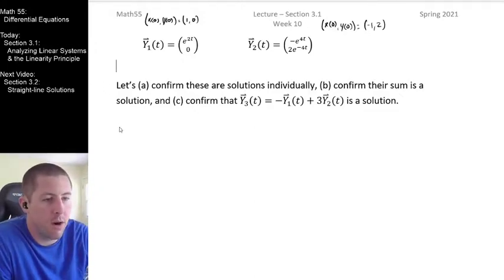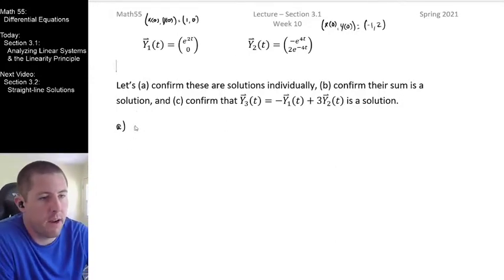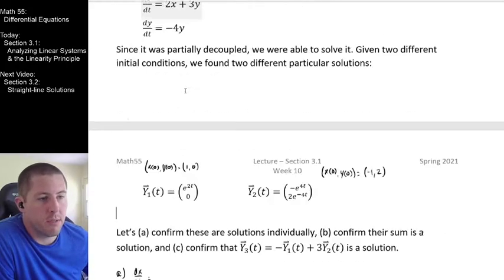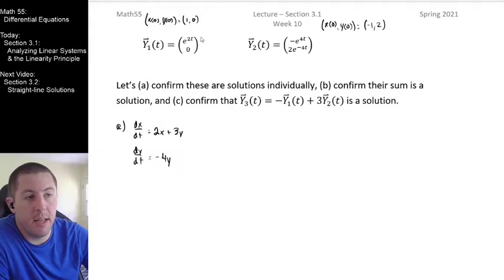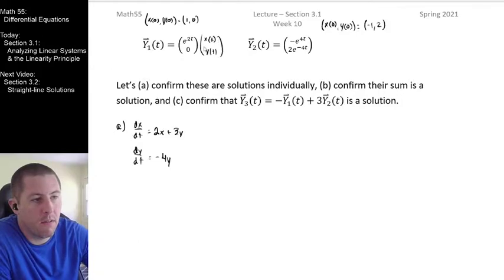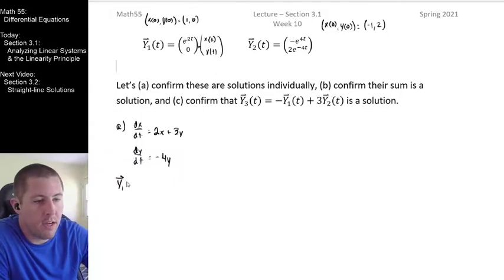All right. So doing part A, we want to verify that these two solutions are in fact solutions to the original system here, right? So we've got dx/dt equals 2x plus 3y, and then dy/dt is just negative 4y. So what we want to do is plug in this for x of t, and this is y of t right here. I'm going to use 0 for y, and e to the 2t for x, and I want to verify that we get a true statement, right? So we're going to do our y1 check.